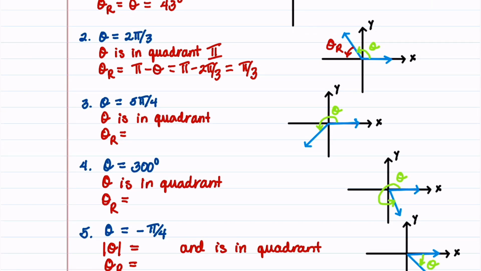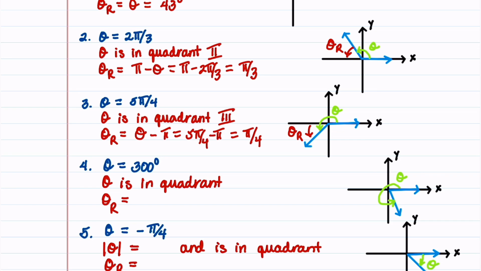In our third problem, theta is 5 pi over 4, which places theta in quadrant 3. And this gives our reference angle like this. So we'll notate that as theta sub r. And then we can see that theta sub r is going to be theta minus pi. So this is 5 pi over 4 minus pi, which is pi over 4.